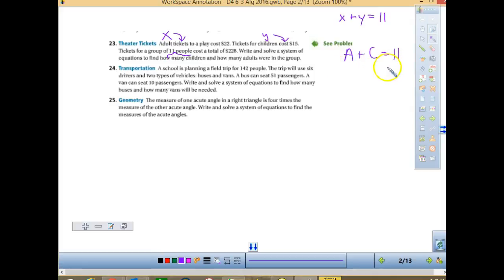How much was the cost of each? How much did they spend total? They spent $228. 228 is equal to how much was each adult ticket. So this is the number of tickets that we bought. This is the value.